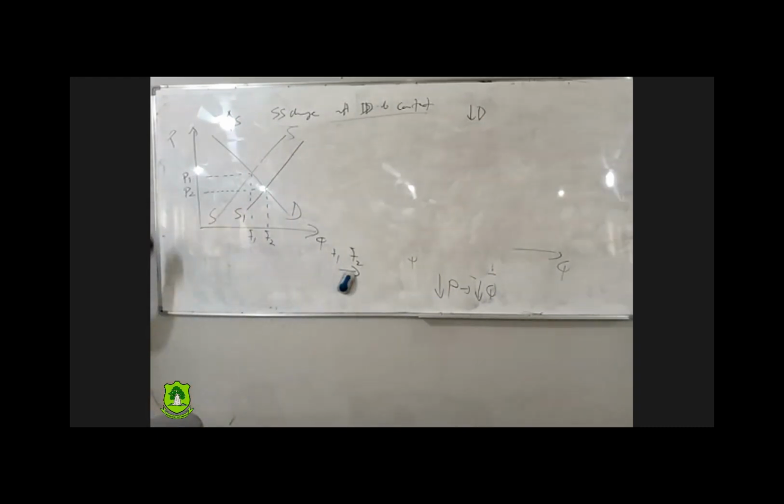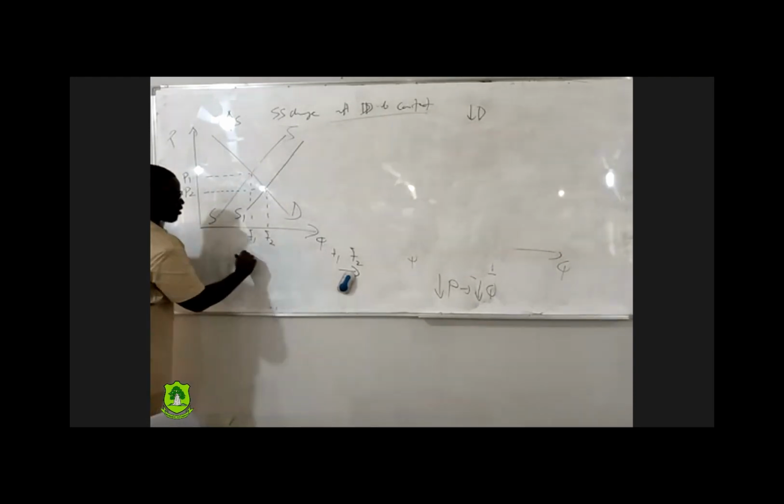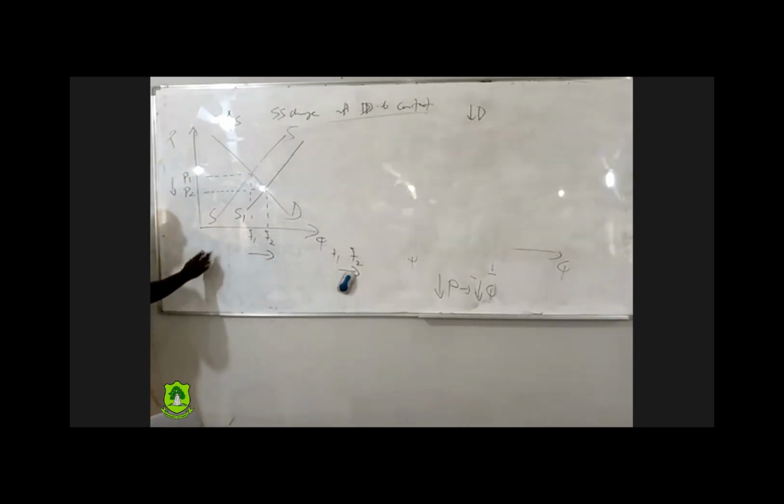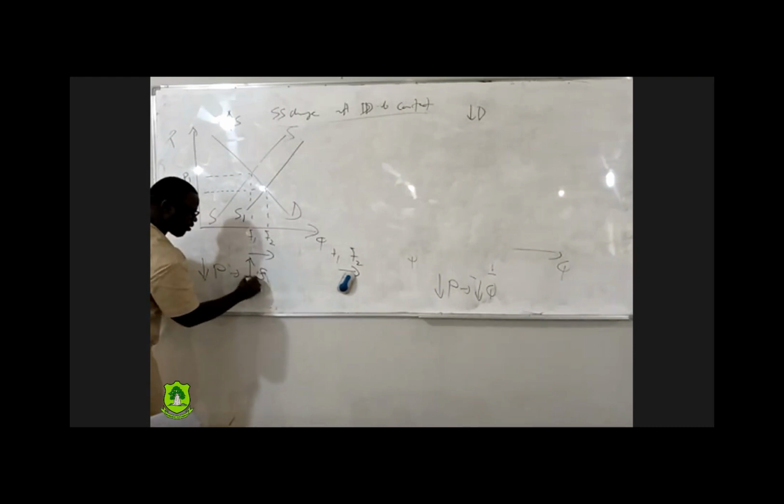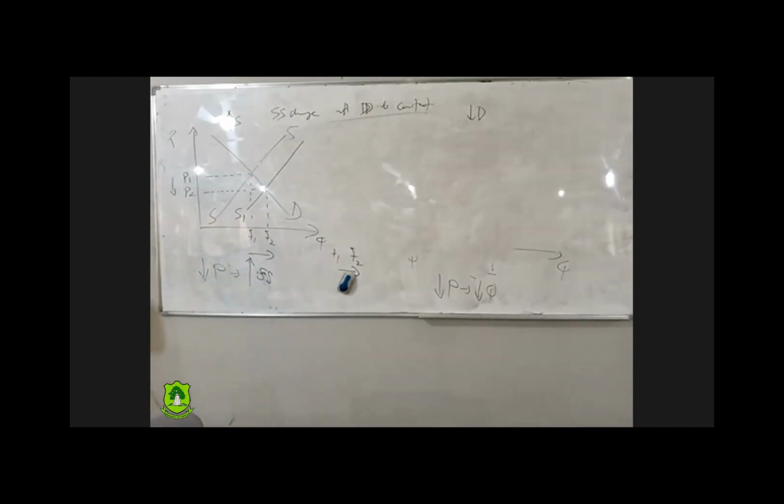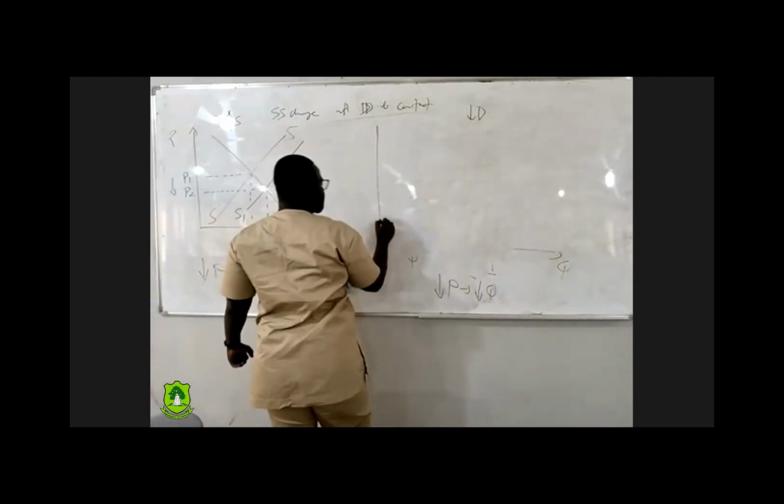Price will fall, and quantity will increase. So the effect will result in a decrease in price and an increase in quantity. Are we together? Okay.